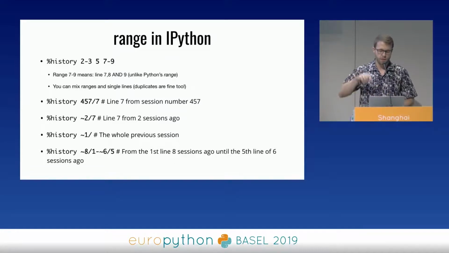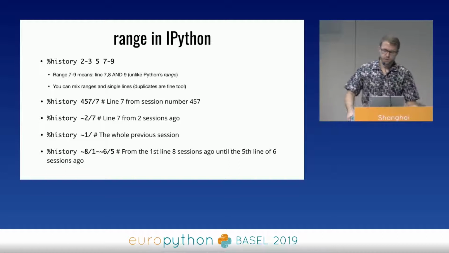You can use a tilde character prefix to say, I want to print history from that many sessions before the current one. So in the third example, I'm printing the line number 7 from 2 sessions ago. Also, you can provide the session number and skip the range parameter. That way, IPython will print you the whole session. And finally, you can provide a range across multiple sessions. So in the last example, I'm printing the history from the first line 8 sessions ago until the 5th line 6 sessions ago.